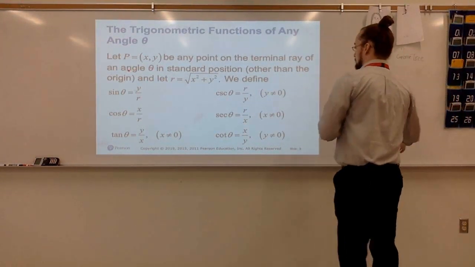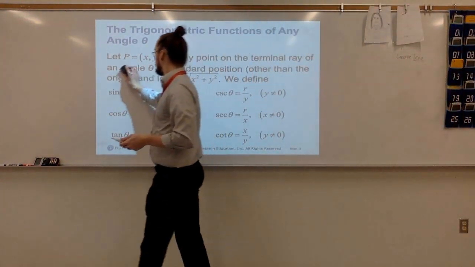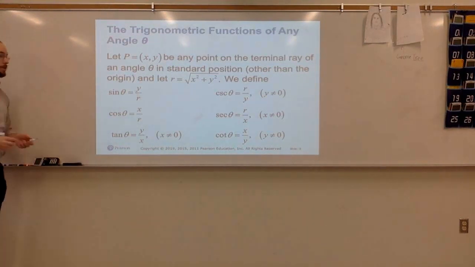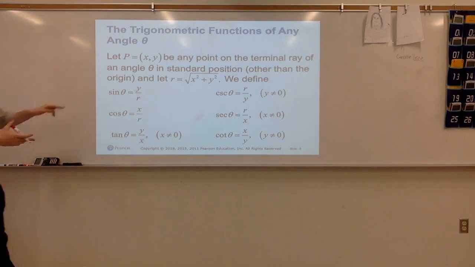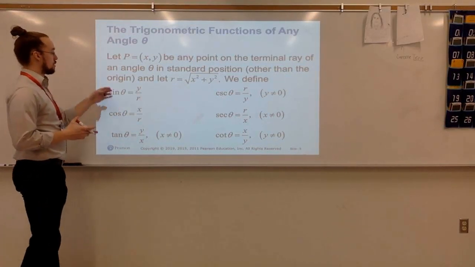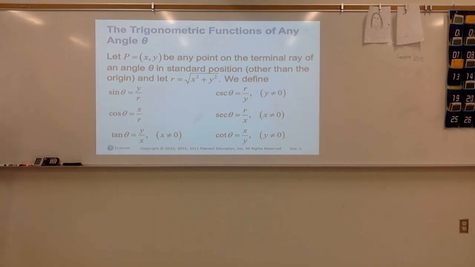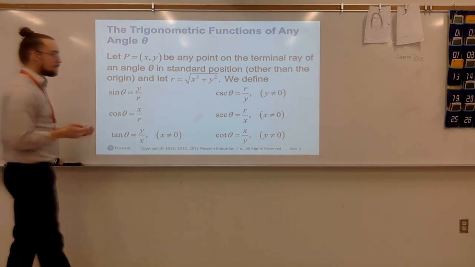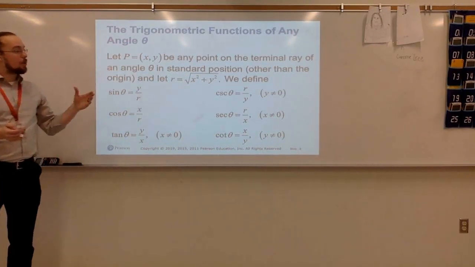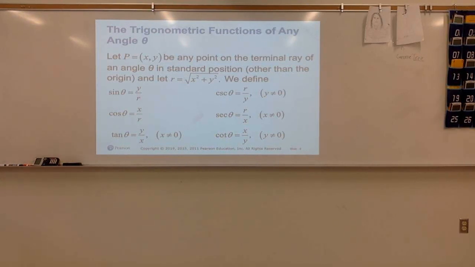These relationships here are just another way to define trig functions. We've already talked about definitions for our trig functions a little bit. Sine is the opposite over the hypotenuse of a right triangle. The cosine is the adjacent side over the hypotenuse. But now we're going to start to define them using a point on the terminal side of an angle.